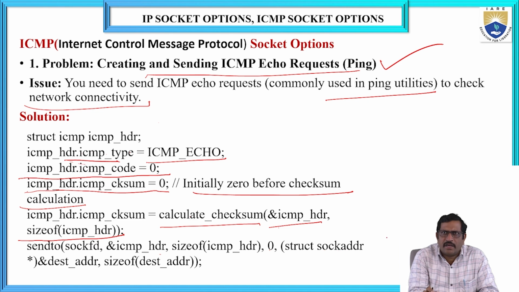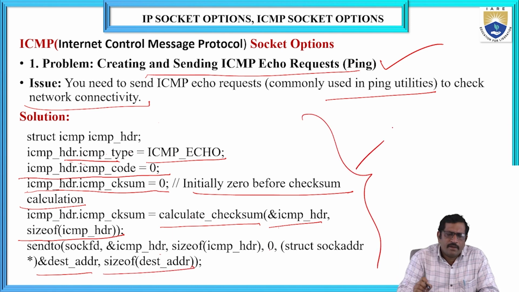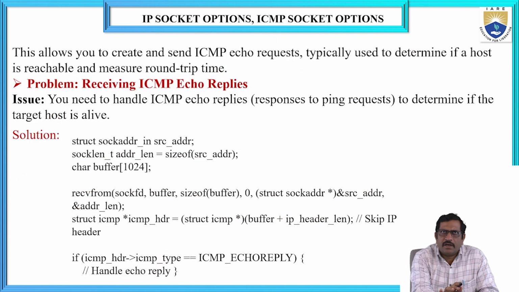Then sendto with socket FD and the ICMP header, the size of the ICMP header, 0, the socket address of the destination address, and the size of the destination address. So this is the code for the socket options. It allows you to create and send an ICMP echo request, typically used to determine if a host is reachable and measure the round trip time.